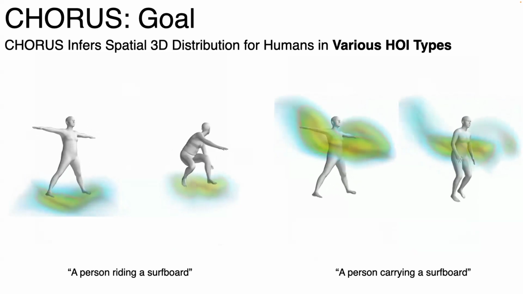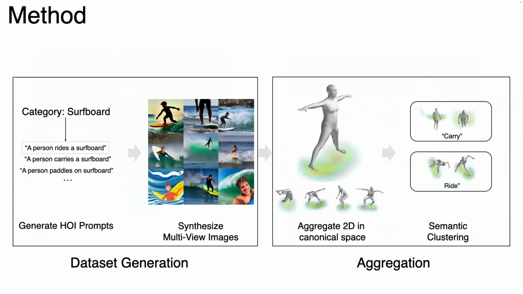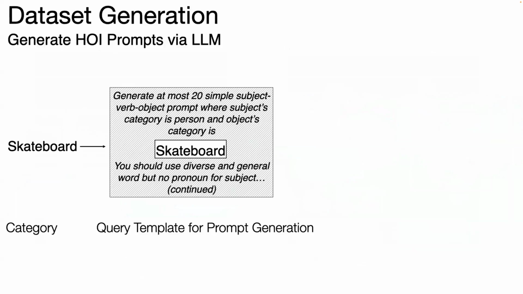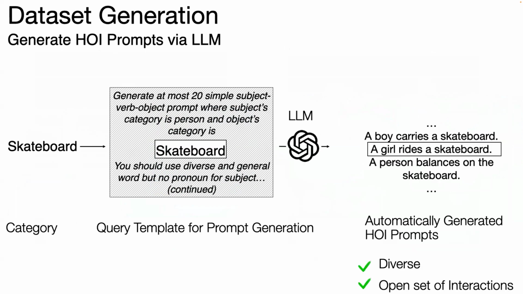Again, let me very briefly introduce the two modules for this purpose, data generation and aggregation. At the very beginning, we are given the target object category, and we have this kind of query template: generate at most 20 simple subject sentences. We put this category here, and we use an LLM to make many diverse text prompts, which are the input for the image diffusion model.